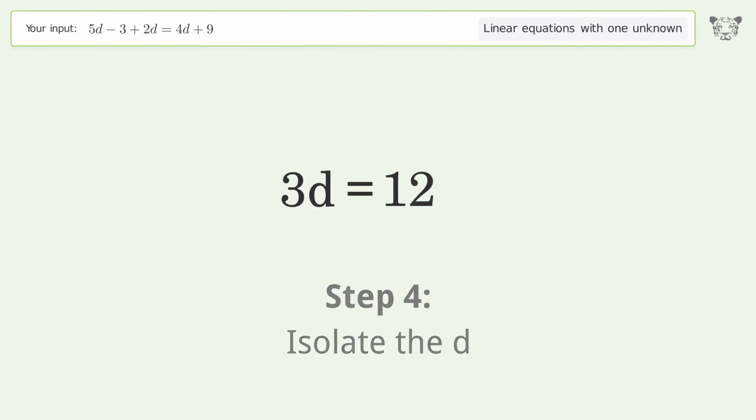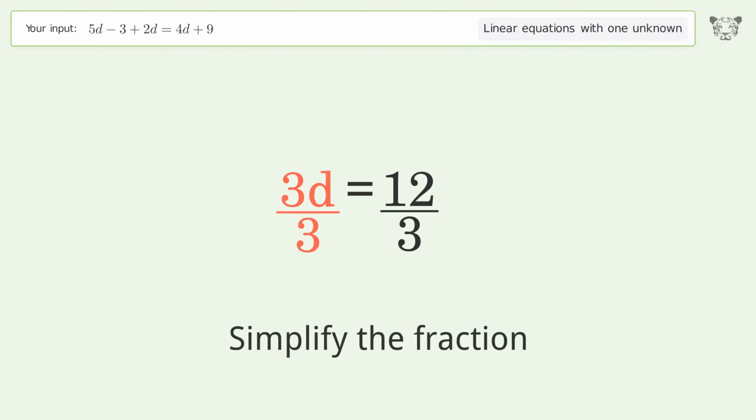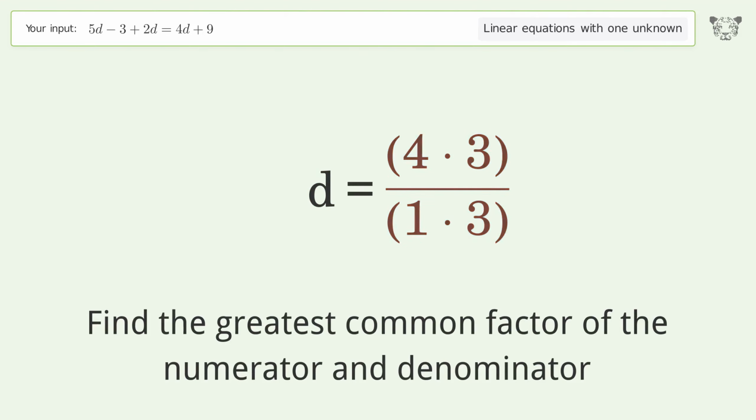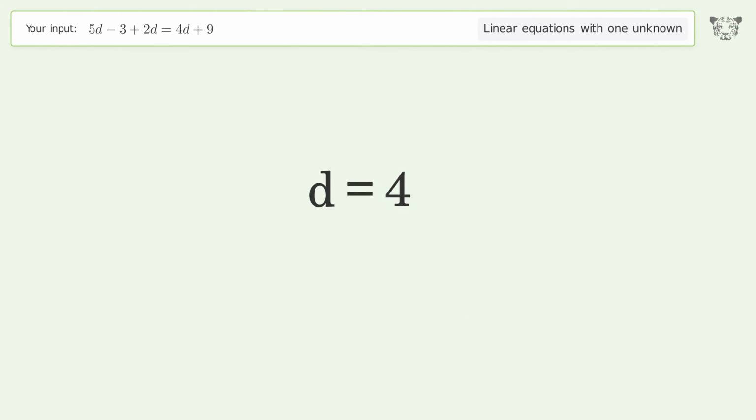Isolate the d. Divide both sides by 3. Simplify the fraction. Find the greatest common factor of the numerator and denominator. Factor out and cancel the greatest common factor. And so the final result is d equals 4.